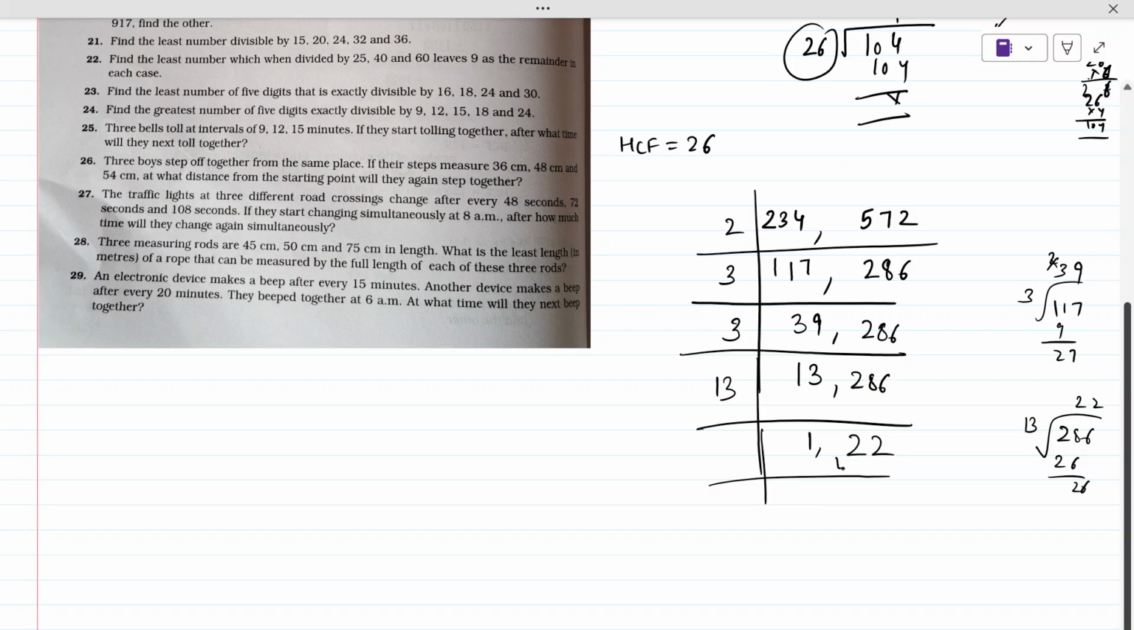Right? So now what is the remainder? 22. So how can you find out the LCM? It is the product of 2 into 3 into 3 into 13 into 22. Right? This is 3 into 3 is 9 into 2 is 18 into 13 into 22.